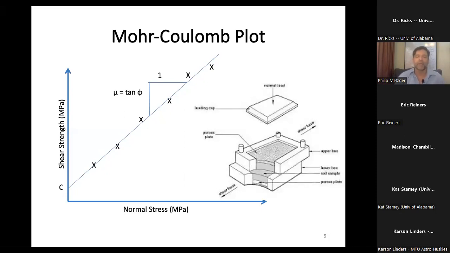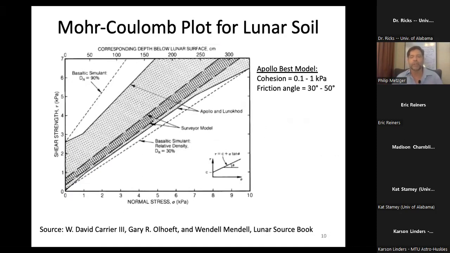So if you plot the normal stress versus the shear stress at the point that the soil begins to slide, and you do it at different values of normal stress, you'll find that the points fall along a sloped line that has an intercept. That intercept is the cohesion. And then the slope is the friction coefficient. The tangent of an angle is defined as the friction coefficient. So that angle is called the friction angle. Lunar soil looks like around this range. It varies quite a bit depending on the maturity and other factors.